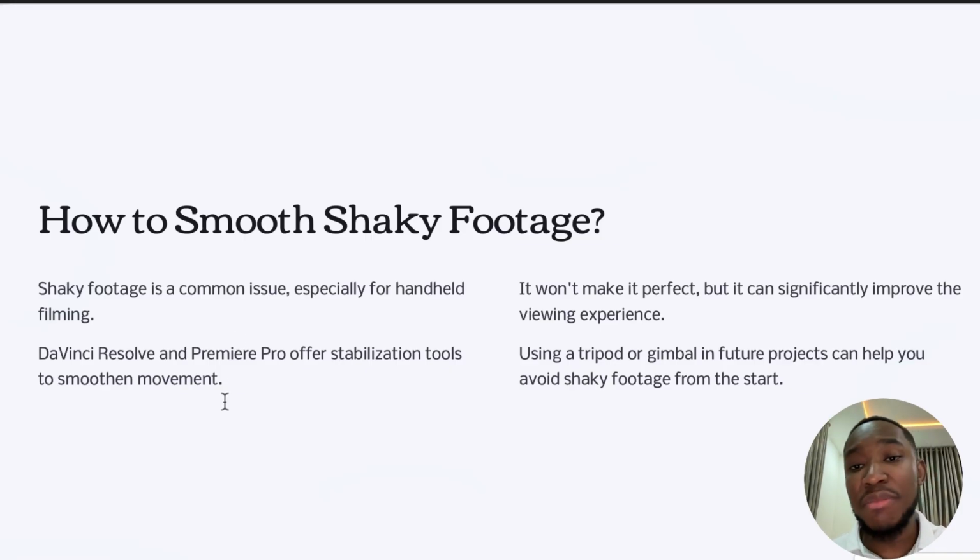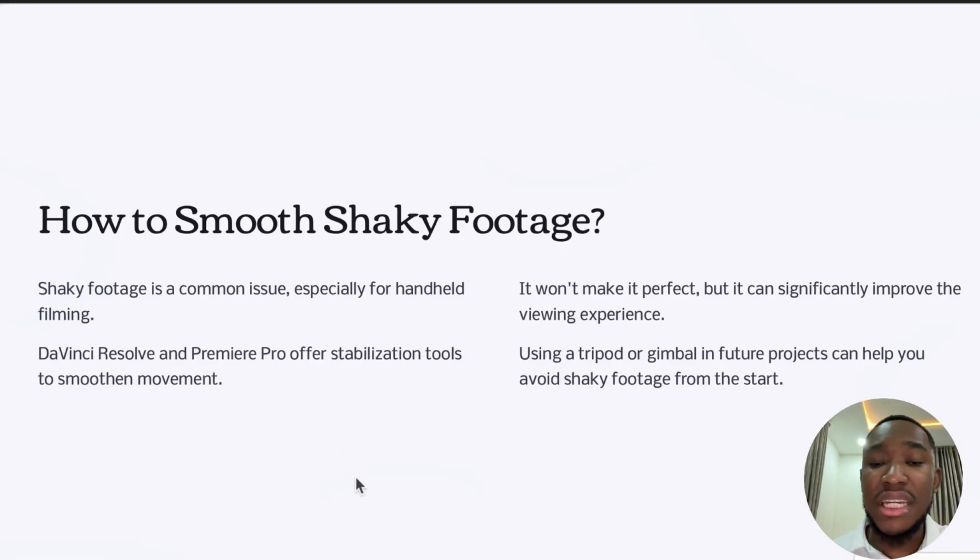Now, shaky footage is something very common, especially if you're working with handheld filming. But the good thing is that there's a lot of tools now that can help you after the fact. If you've made the mistake, you can use tools in DaVinci and Premiere Pro in order to stabilize your particular footage. There's something called the stabilization tools. Also, there's other ways you can prevent this from happening in the future. Things you could do is honestly get a tripod. You set up a tripod for your next shoot, that completely takes the shakiness from your footage.